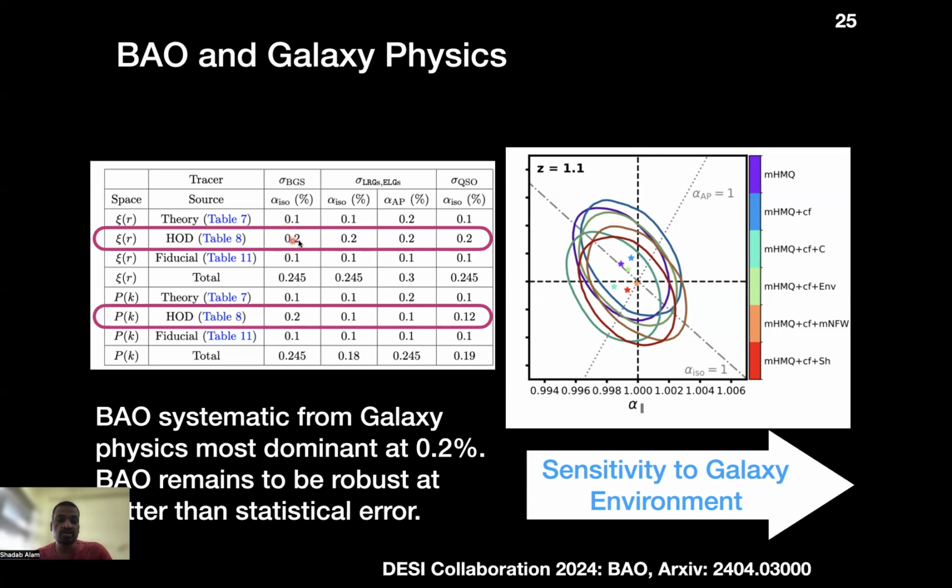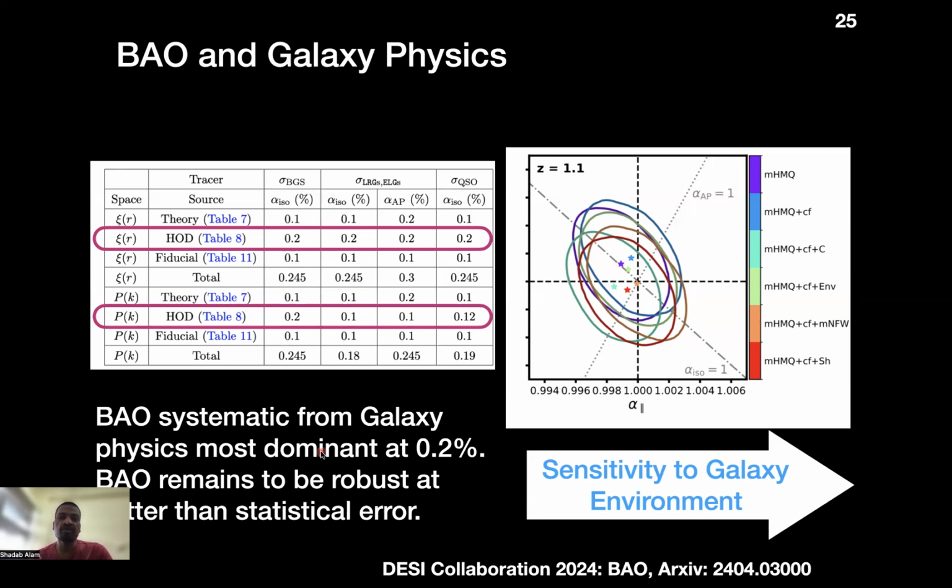But also note that this is actually not the dominant systematic effect compared to anything else. And this is what will set the floor for the precision of BAO if it stays at the same level with further improved tests. I should also note that this 0.2% is the dominant effect coming from galaxy physics sensitivity, but it is negligible compared to the current BAO precision. So BAO remains a very robust probe of cosmology.